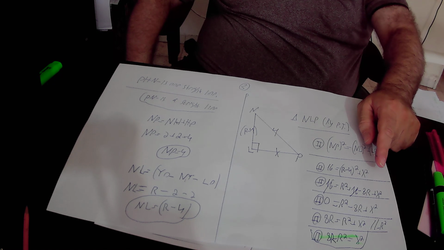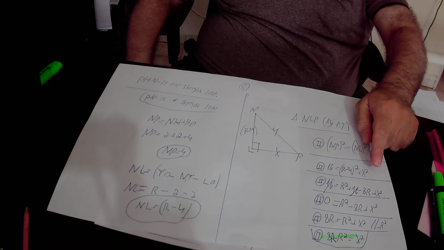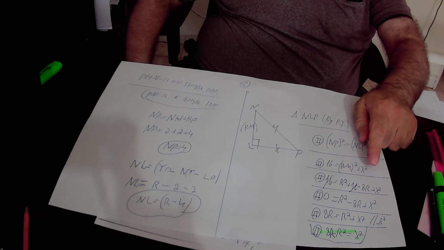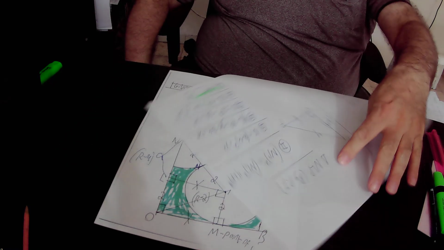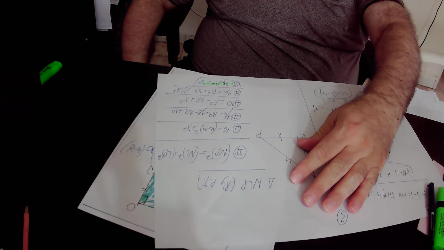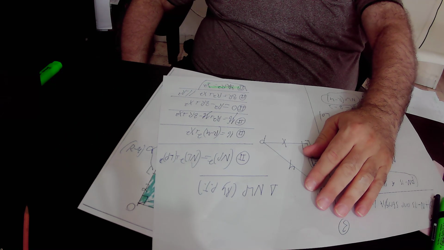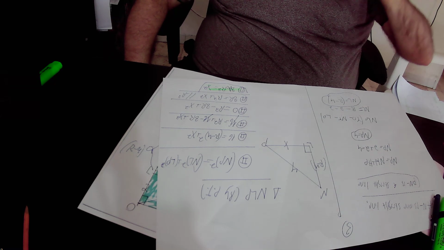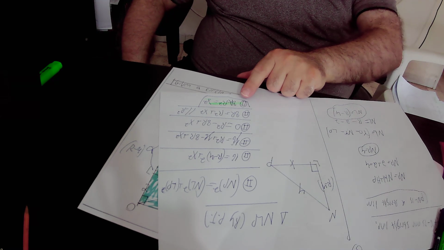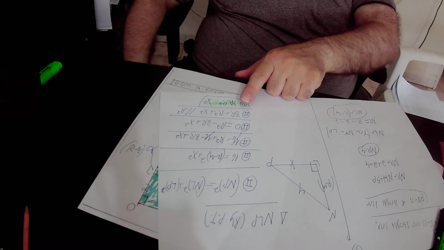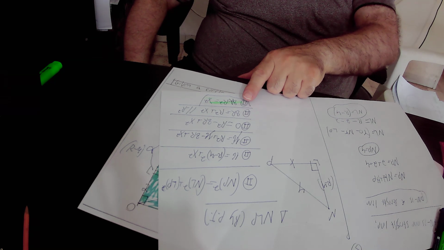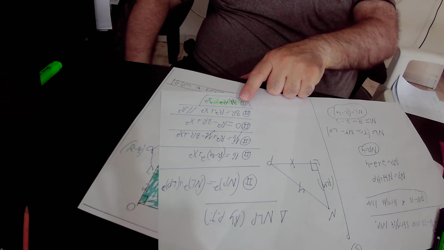First of all, we added 8R to this equation, equation number 2, and we found out that 8R equals R squared plus x squared.